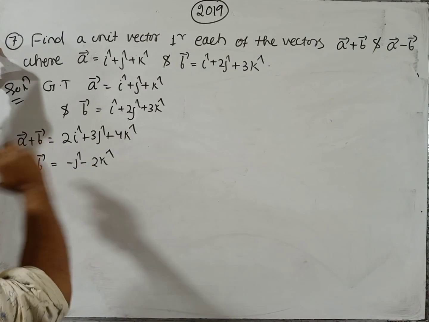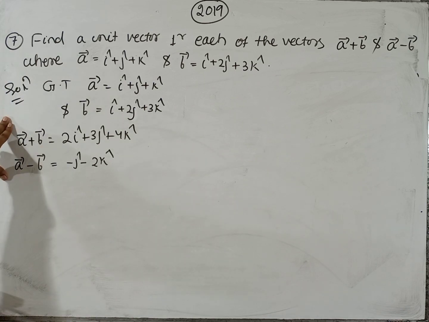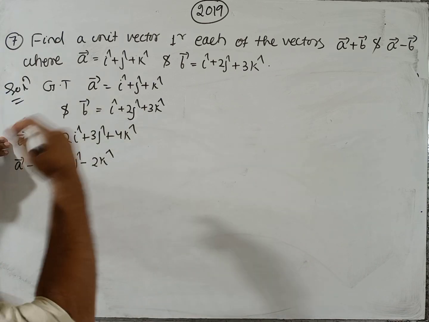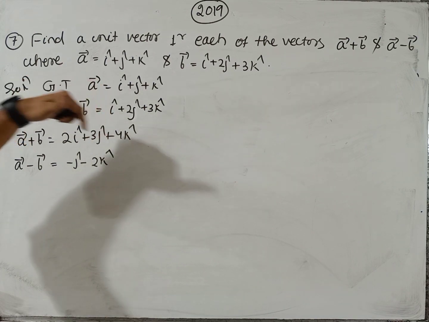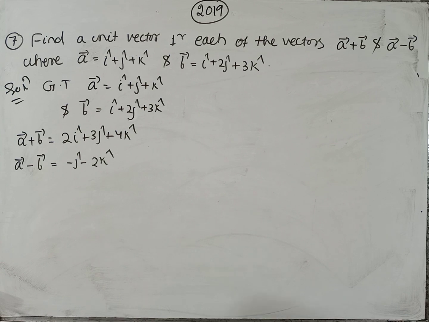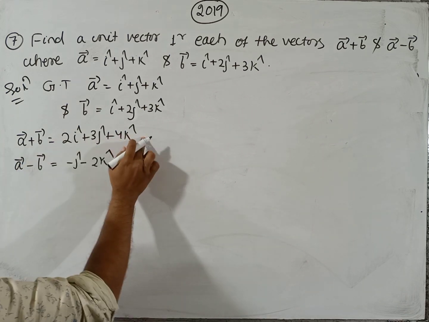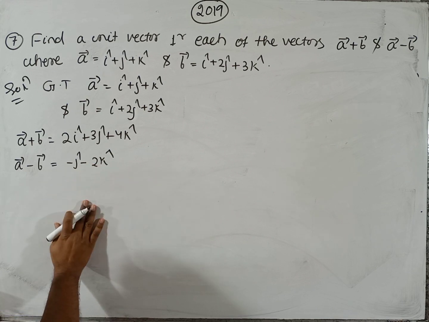I have left out the steps and directly written them because I have already solved this problem. So you have to solve this step by step. You have to write down A vector, then plus sign, then B vector, then write down this step. I have skipped some steps here. A vector plus B vector is here, and the value of A vector minus B vector is minus j cap minus 2 k cap.